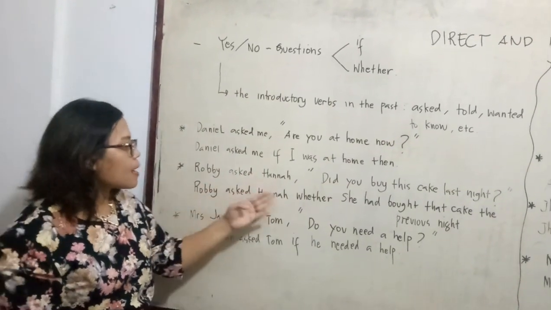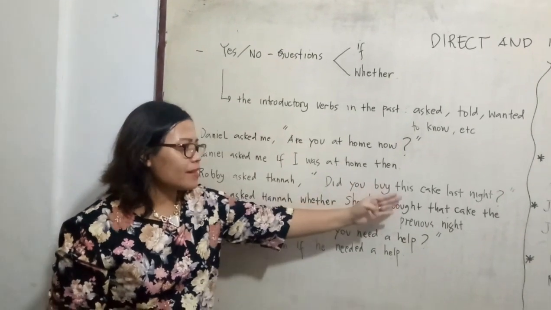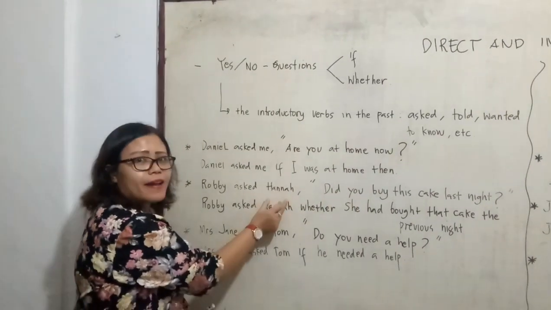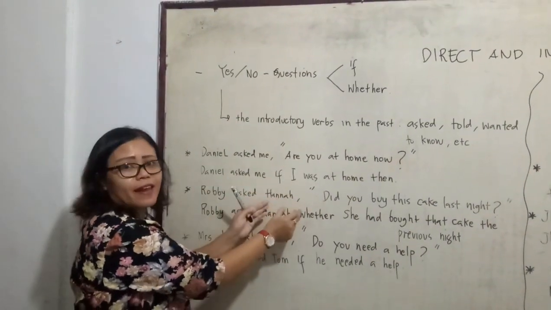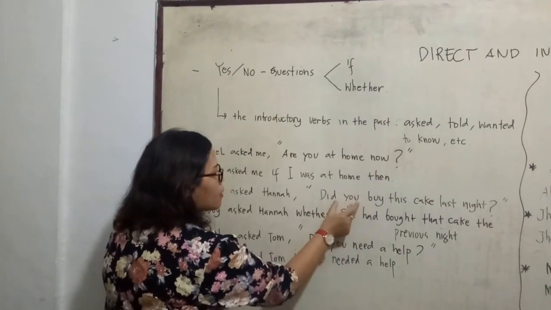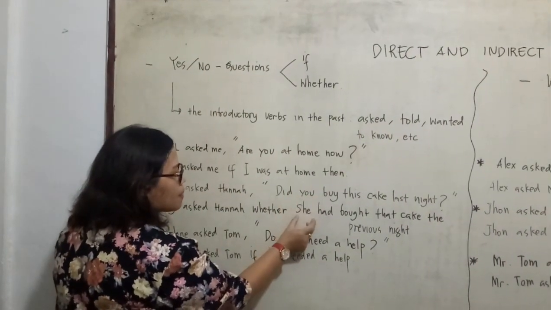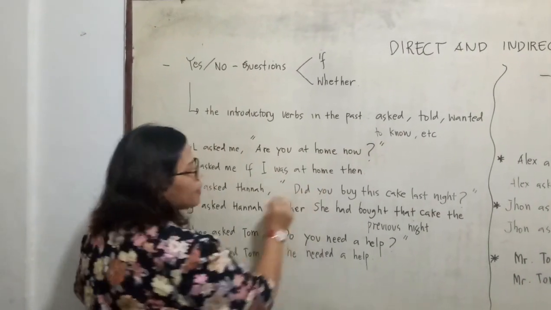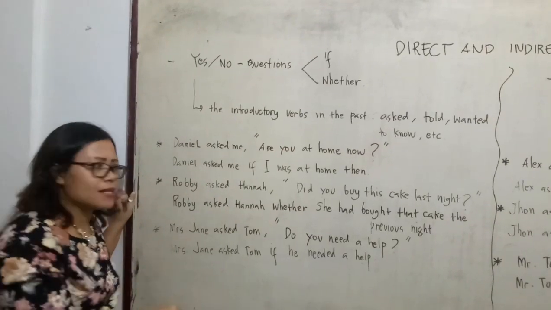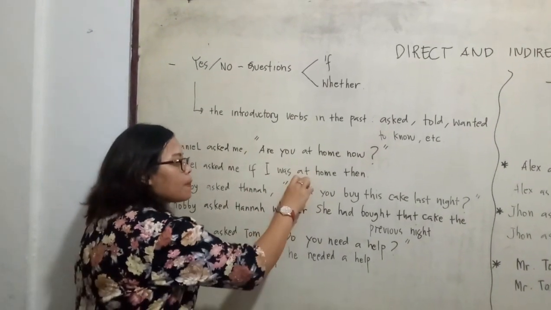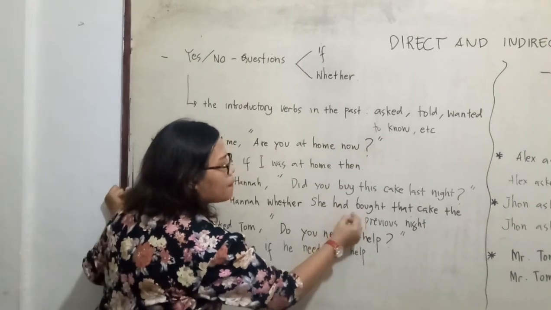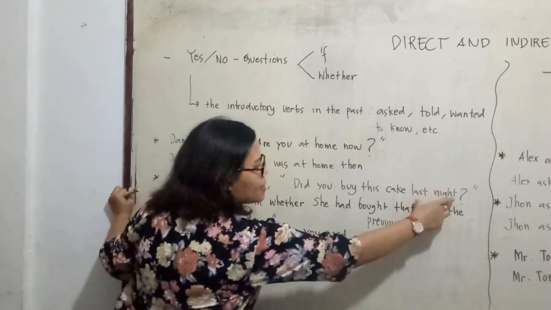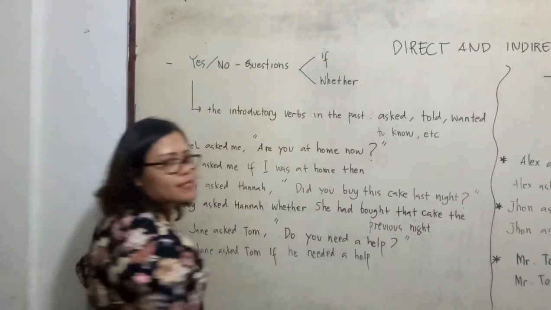Okay? So Robbie asked Hannah whether she had bought that cake the previous night. You can see this "you" refers to Hannah, so it changes to become "she" in reported speech. And then you can see this simple past. If you want to change the direct into reported, simple past changes to become past perfect. So she had bought that cake the previous night. Last night changes to become the previous night.